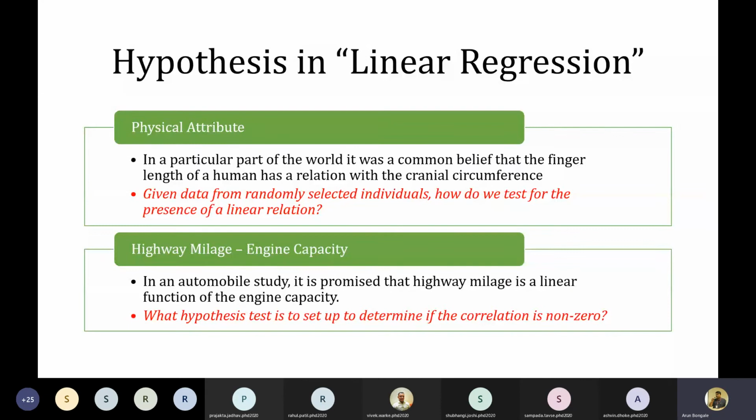One statement, in a particular part of the world, is that the finger length of a human has a relation with the cranial circumference. Cranial circumference means the circumference of the skull, the circumference of the head. Some part of the world believes that it is related to the length of the human finger, right? Finger length is proportional, you can say it has some linear relation with the circumference of the skull. That is the statement.